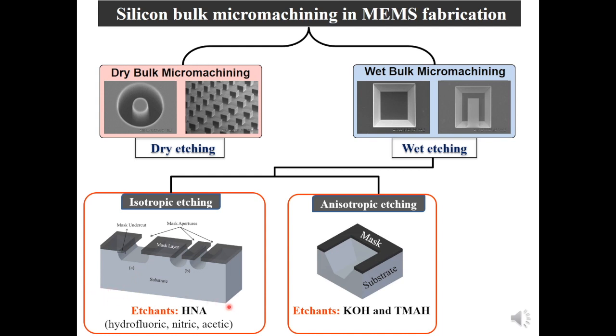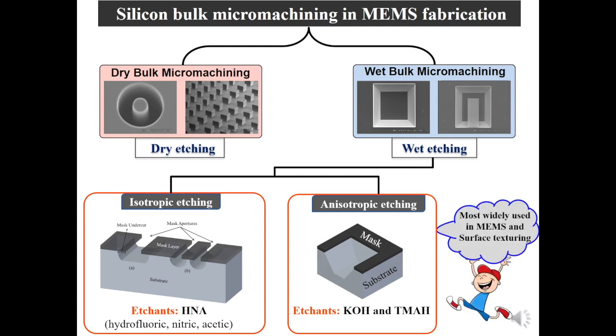In short, it is called HNA. And the etch rate of silicon in isotropic etching depend upon the composition of these three chemicals. In anisotropic etching, etch rate depend upon the crystallographic direction, and most common etchant are KOH and TMAH. And anisotropic etching is most widely used in MEMS fabrication and surface texturing of silicon surface for solar cell application.